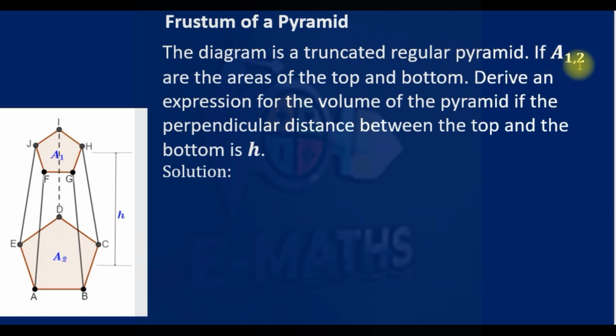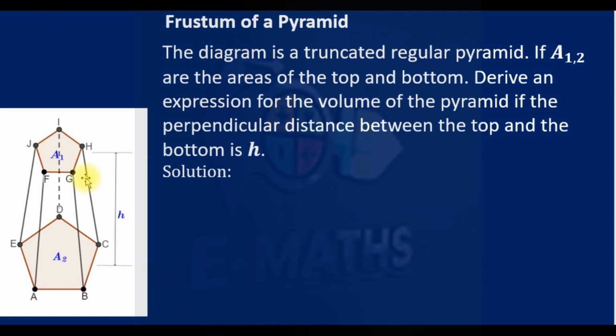If A subscript 1 and A subscript 2 are the areas of the top and bottom, as you can see, this is the area for the top, this is the bottom. Derive an expression for the volume of the frustum if the perpendicular distance between the two tops is h. First of all, I need to complete the pyramid to get the original pyramid. From there, we can use it to derive that of the frustum.